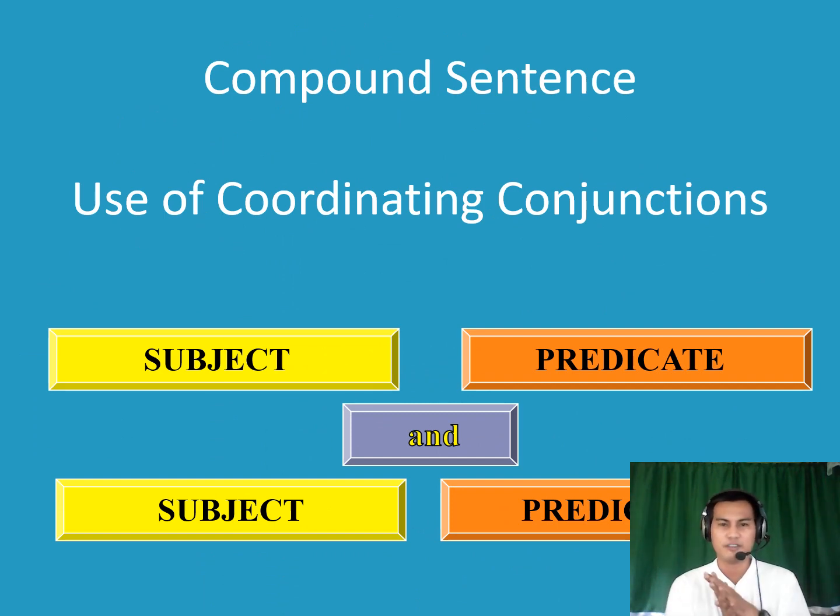Okay, we have here the use of coordinating conjunctions. We have subject, predicate. That's one. This is one simple sentence, another simple sentence connected by "and," which is a coordinating conjunction. Coordinating meaning it links sentences or words of the same category or the same or similar thought. Okay, that's "and."